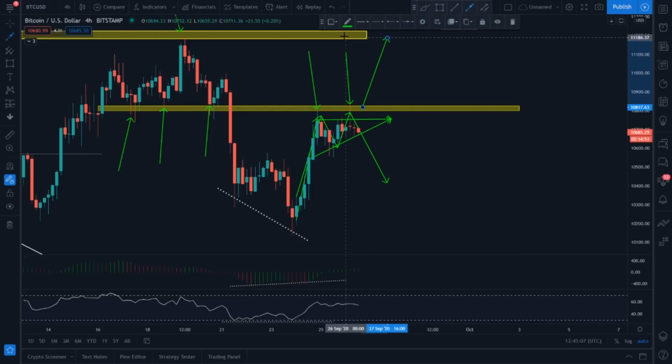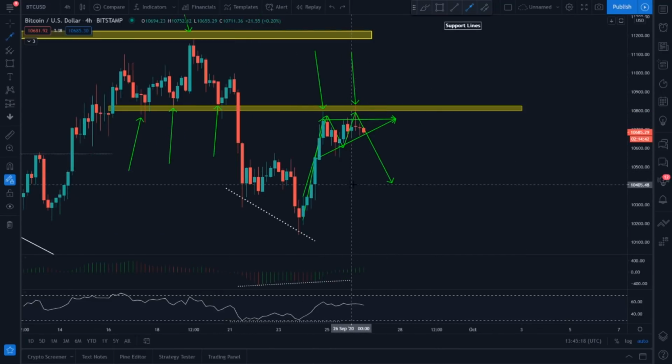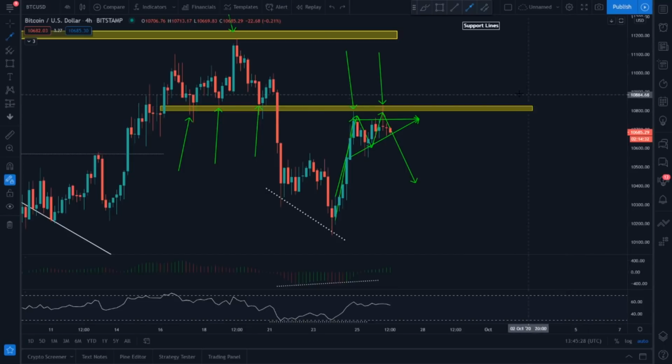Then we are looking at this target of 11,100 to 11,200. Otherwise, looking at this current scenario, this is pointing out that we might see a leg to the downside. So in this case, I'll be looking around this 10,400 price level, and also if it's going to continue lower, this area of 10,200 is also a target area for us right now.